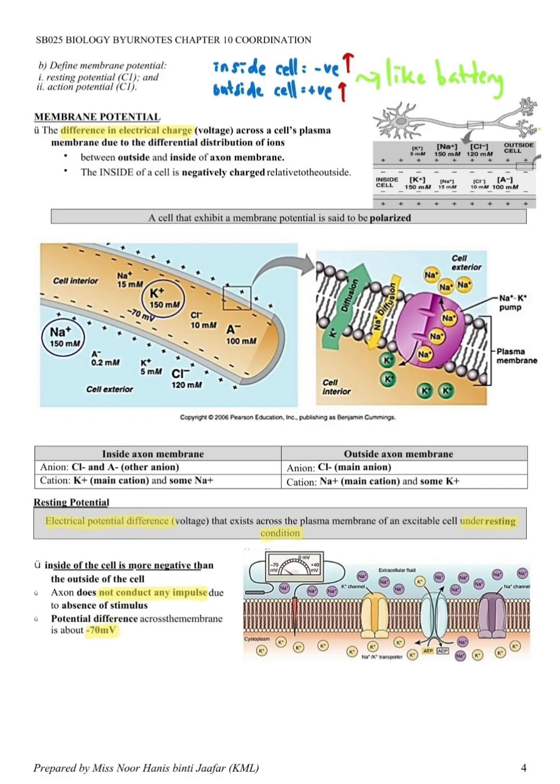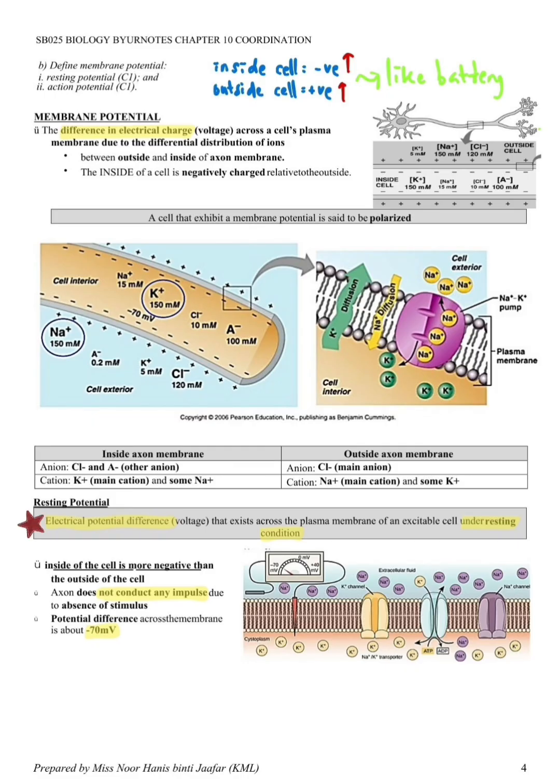Now, why does this happen? Because inside the axon membrane, the main positive ion is potassium, K+, along with some sodium. There are also negatively charged ions like chloride and other large ions that cannot leave the cell. Outside the axon membrane, the main positive ion is sodium and the main negative ion is chloride. This unequal distribution is maintained by the sodium-potassium pump. This pump transports 3 sodium ions out of the cell and 2 potassium ions into the cell using ATP.